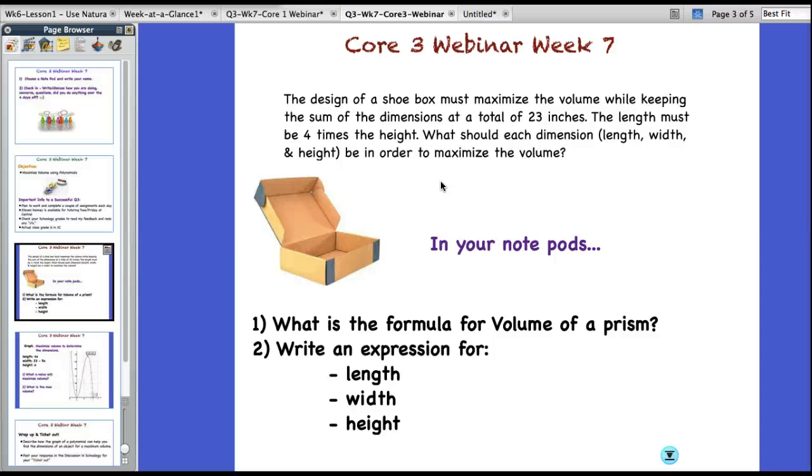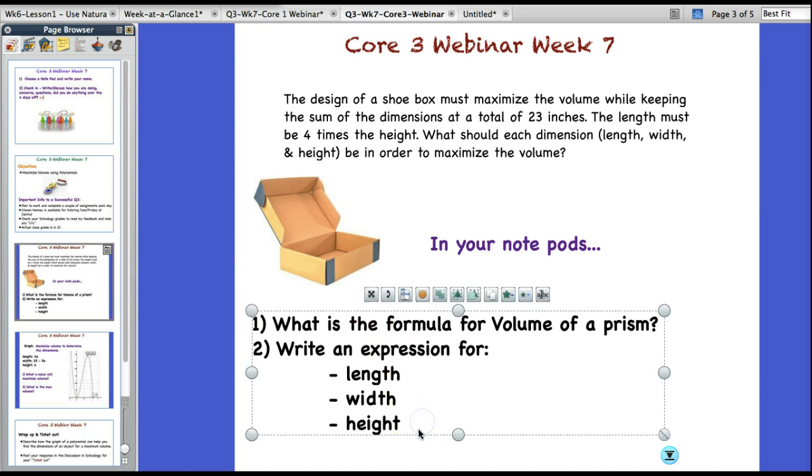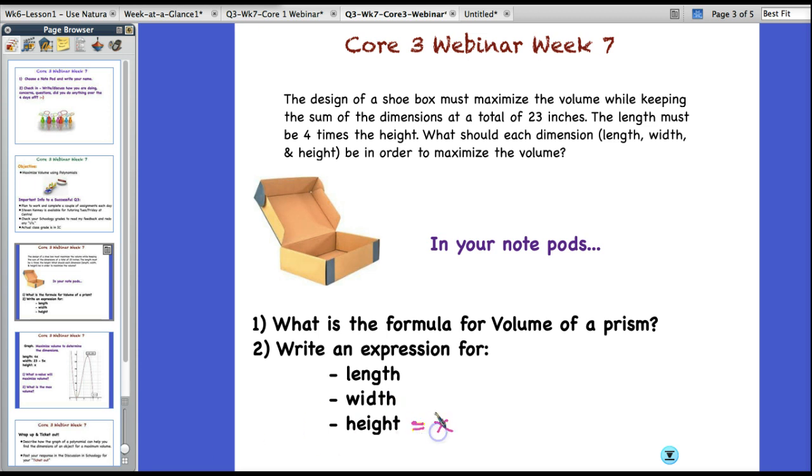Okay, everybody, under height, type x. So height equals x. So we're going to say that height, and I'm going to write it on here, with a different color maybe. Height equals x. Okay, so if height equals x, the next logical one would be length.